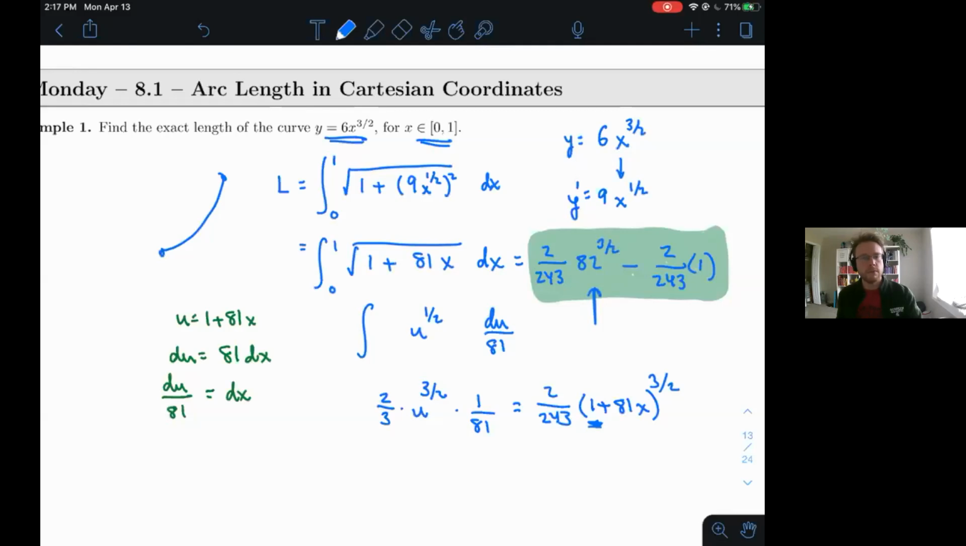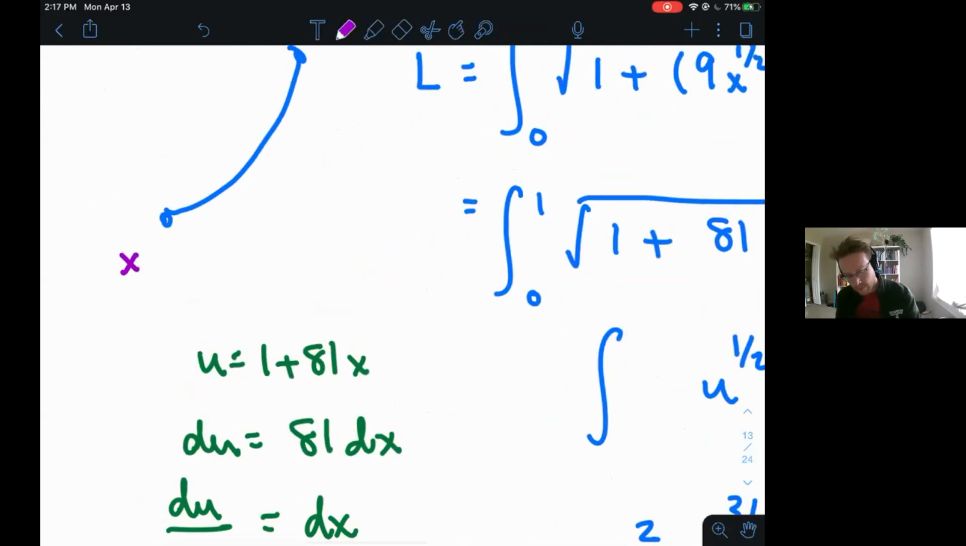No, I would just say, as Ryan already mentioned, you could also just change the limits on the integral. So if you did that, when you have u as 1 plus 81x, then the 0 on the bottom would turn into a 1, and on top it would become an 82. So that's the other way you can do it.